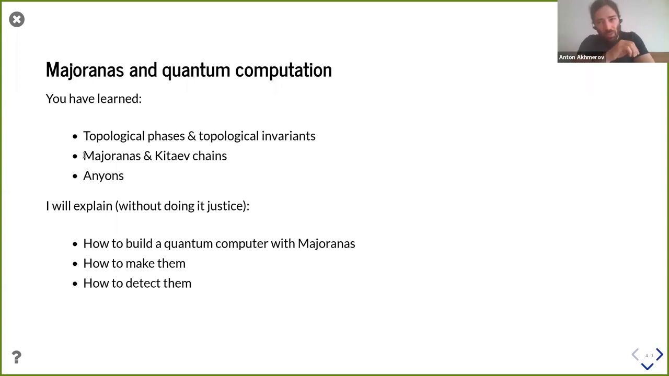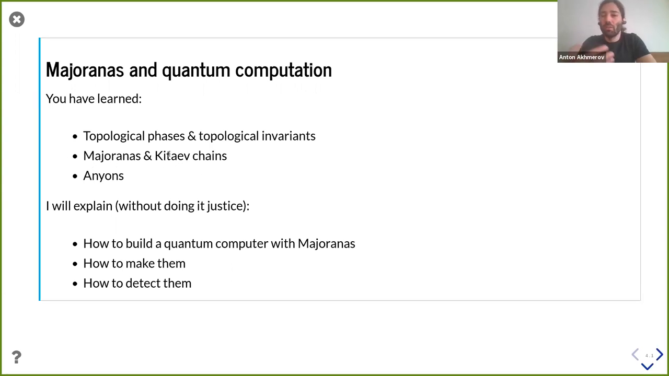Now, I think you didn't have a dedicated introduction to the topic, but I believe yesterday you had a short mention of Majoranas and Kitaev chains. That was, I think, in the talk of Christiane Morais Smith. And you also had a discussion of anyons, in particular in fractional quantum Hall states. Now, my focus is going to be Majoranas. These are the simplest non-abelian anyons.